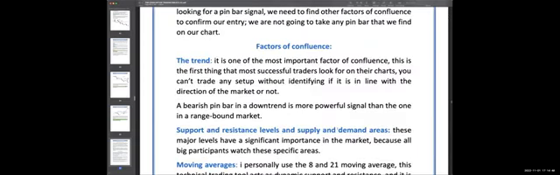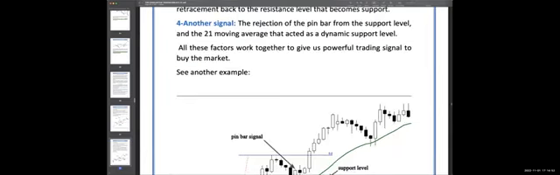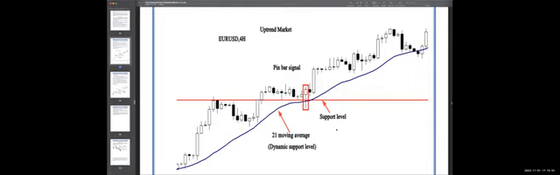Let me see which topic comes next. Not sure if I'll be able to go through all these pages. Okay, let's go through this topic and we'll stop on the next one.